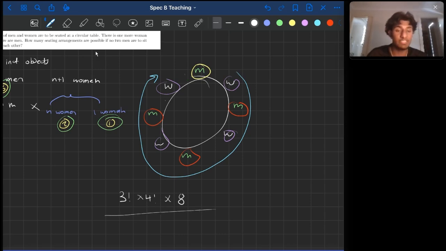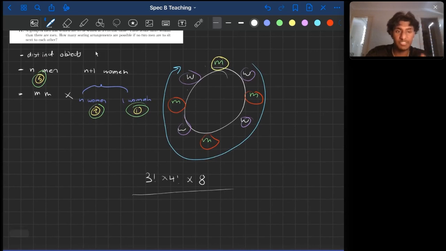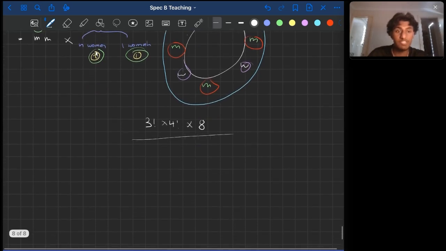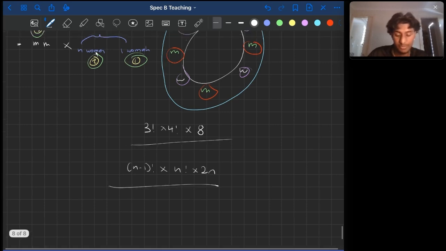And this is the number of ways of seating 4 men and 4 women plus one. But the question is asking us for n men and n plus 1 women. So now that we understand what's happening in the question, we say we have 2 groups of n women and n men. We fix 1 man, so it's going to be n minus 1 factorial for the men, times n factorial for the women. Then we've arranged n men and n women, so there are 2n people overall and 2n gaps, so there are 2n spots for the final woman to go in, so it's times 2n. And this is my final answer for this question.